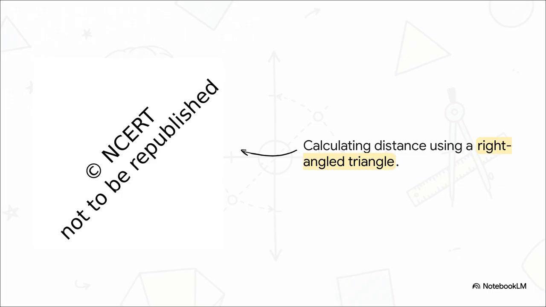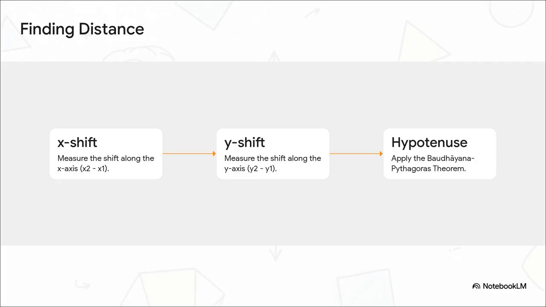We can form a right-angled triangle between these two abstract points on the grid. By building that triangle, we systematically find that diagonal distance. Step 1. We measure the shift along the x-axis by subtracting our x-coordinates. Step 2. We measure the shift along the y-axis by subtracting our y-coordinates. And step 3, because we now know the lengths of those two straight sides, we simply apply the ancient Baudhāyana-Pythagoras Theorem, the classic a squared plus b squared equals c squared, to solve for the hypotenuse. It is such a beautifully simple solution to a complex spatial problem.